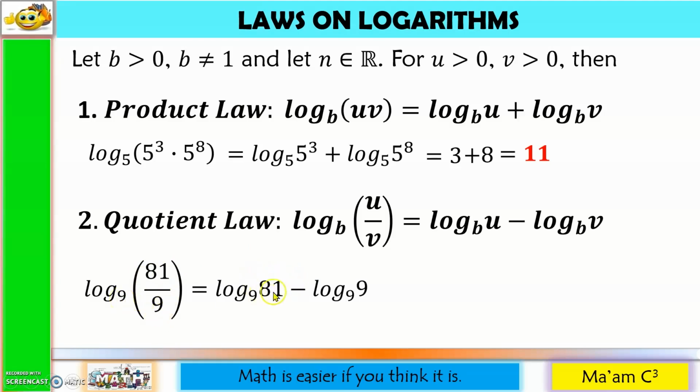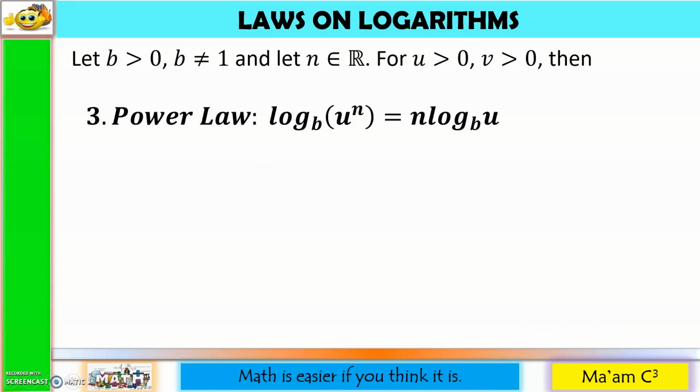Now, I'll express 81 as 9 squared. And by the basic property of logarithm, the answer to this expression is equal to the exponent. So that is 2. And then, same base with x, the answer here is 1. And 2 minus 1 is equal to 1.